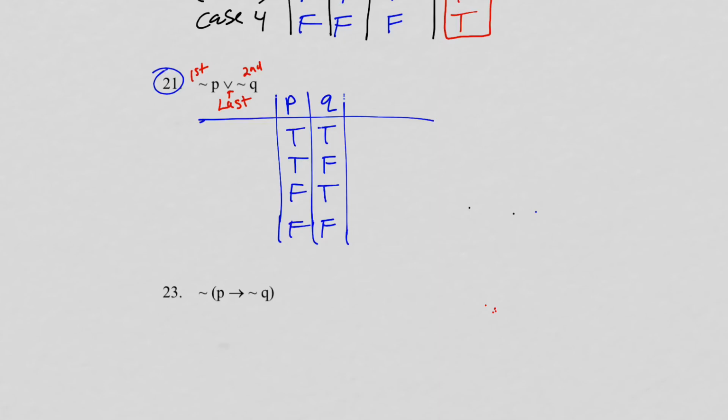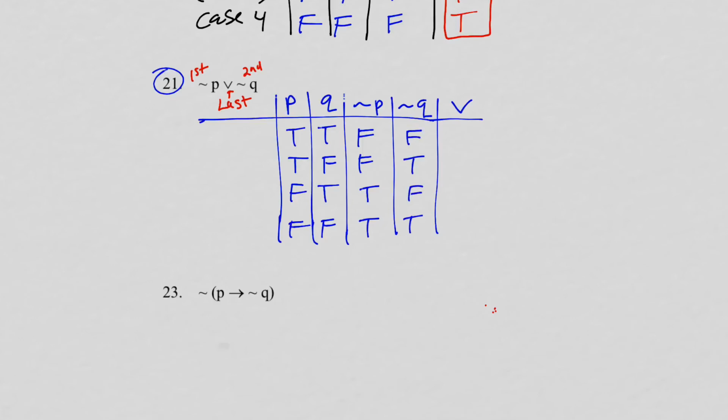Okay, so I'm going to begin with negating P. Then I'm going to negate Q. And then I'm going to do or at the end. All right, so let's see what this looks like. So I'm going to go ahead and negate the P. The P column is going to get negated, so false, false, true, true. Okay, we're looking at the P column. Then we're going to negate the Q column. The Q column is true, false, true, false, so I'm going to put false, true, false, true.